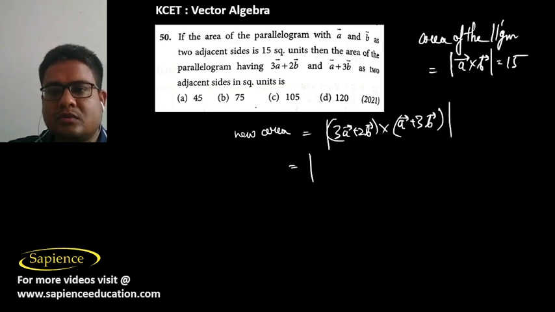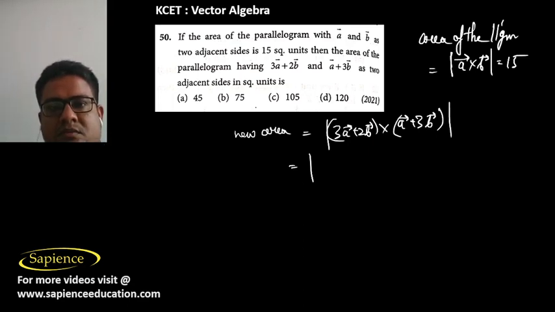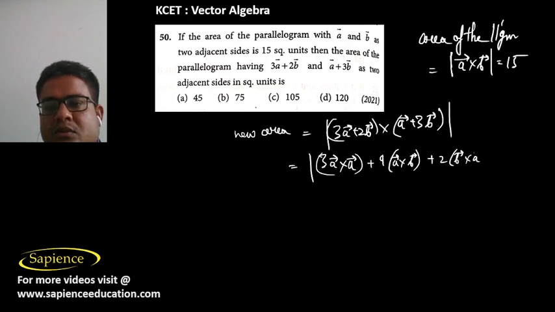This will be mod of 3A cross A plus 9 A cross B plus 2B cross A plus 6B cross B.